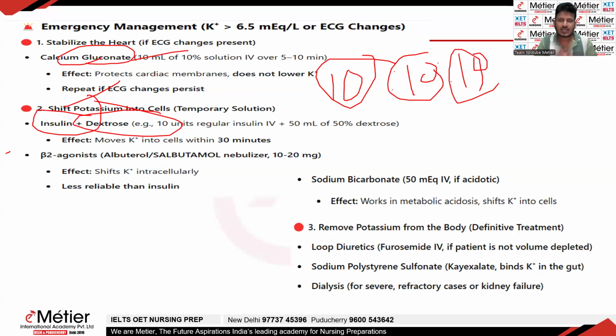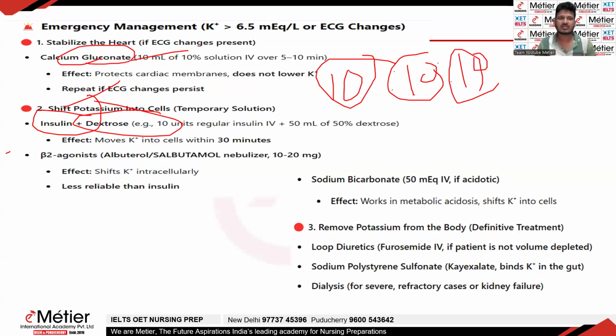Okay, fine. So why are we giving it like this? The insulin will shift the potassium from the blood vessel into the cells. So in the blood vessels, automatically the potassium level will go down. So this is the emergency management. Okay, so shifting the potassium from the blood vessel into the cell by using the insulin plus dextrose solution.